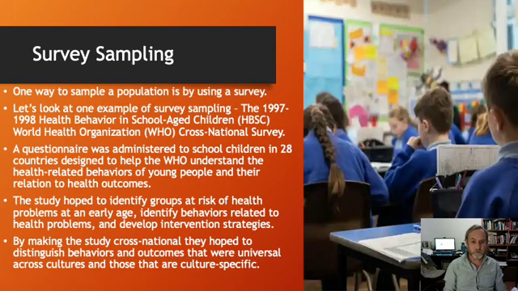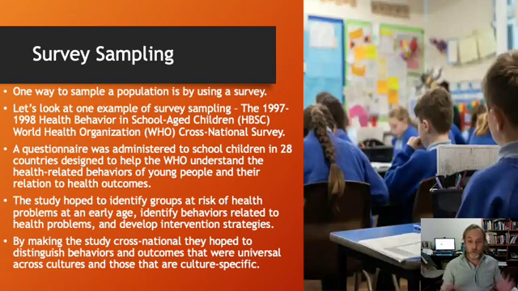Okay, so here's an actual survey that happened. This is the 1997-1998 Health Behavior in School-Age Children. We'll call it HBSC for short. It was a cross-national survey by the World Health Organization. They looked at 28 different countries, right? And the idea was to understand the relations between certain health-related behaviors in young people and their health outcomes. So the idea was to identify groups that are at risk of bad health outcomes later in life at an earlier age, see if they can find any correlations between certain behaviors and bad or good outcomes, and develop strategies to intervene at a younger, school age.